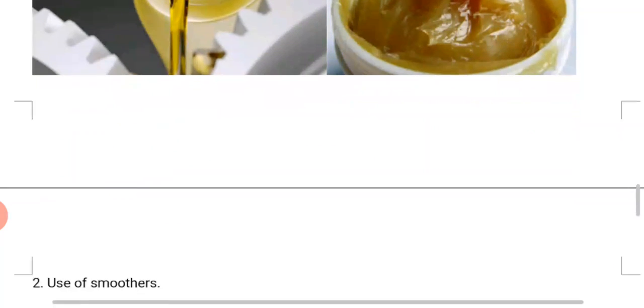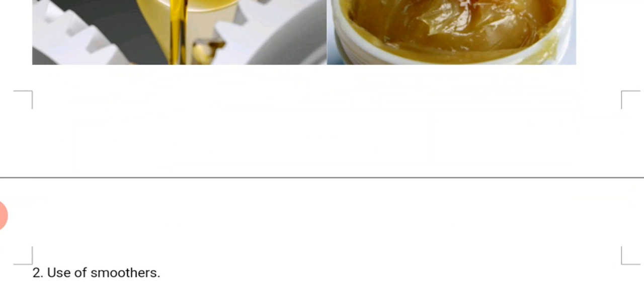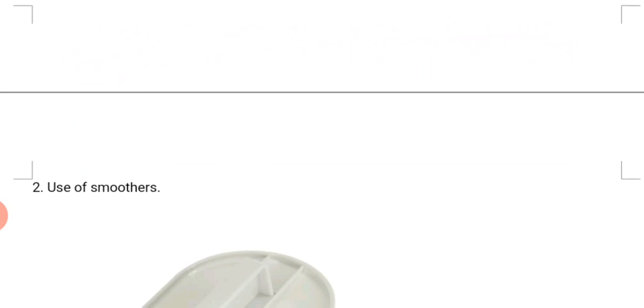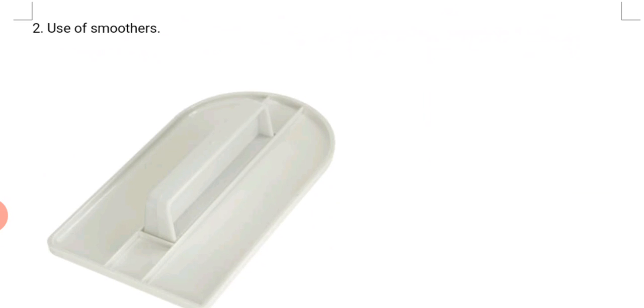Another way of reducing friction is the use of smoothers. The use of smoothers will allow the surface to look smooth, in order not to allow friction. If the surfaces are very smooth, that is, they are not coarse, they are not rough, there will be free movement between the two objects.